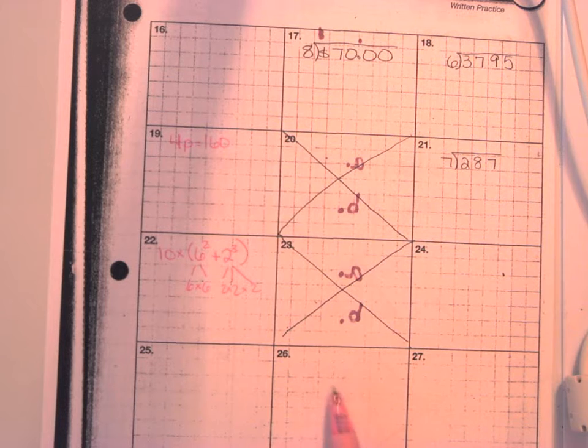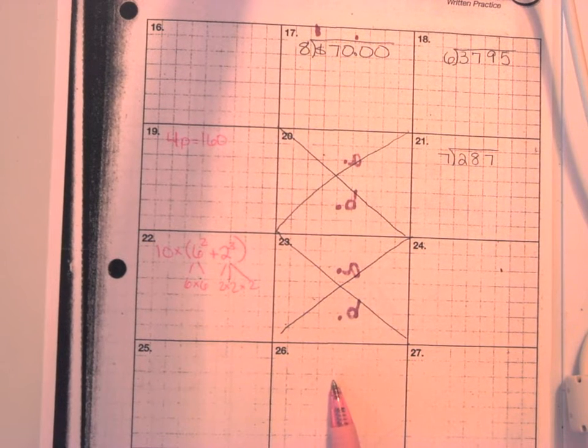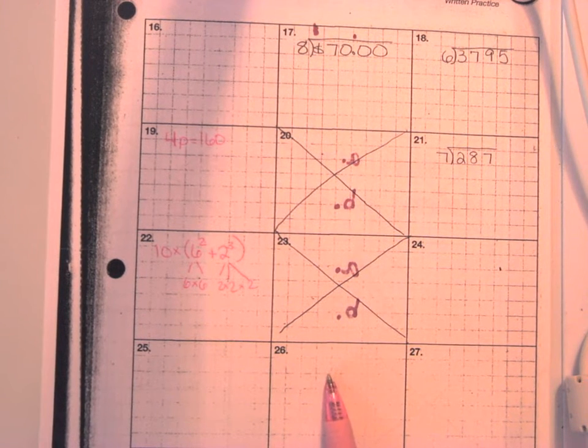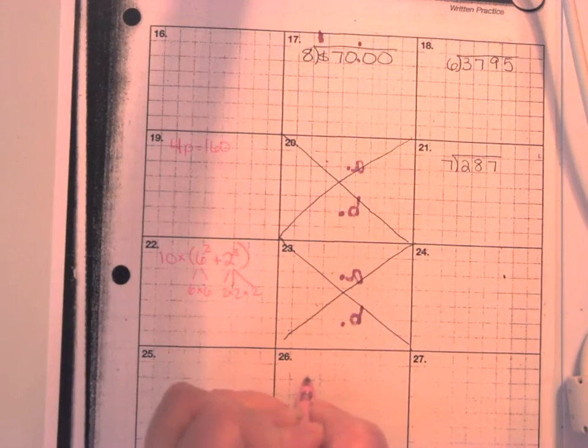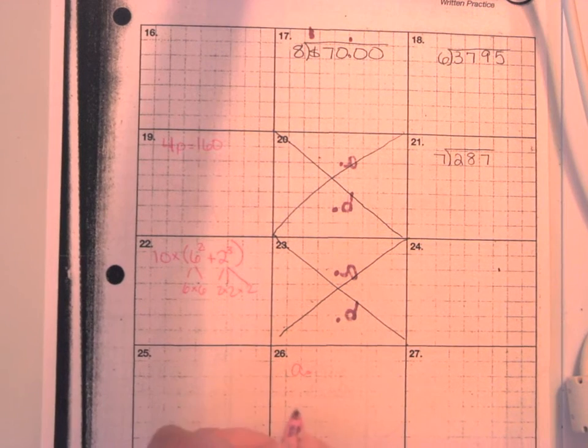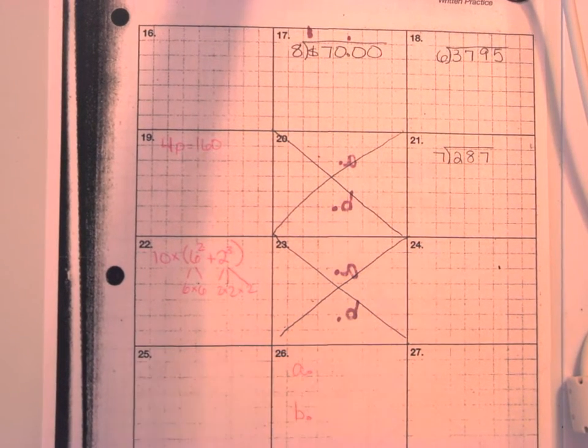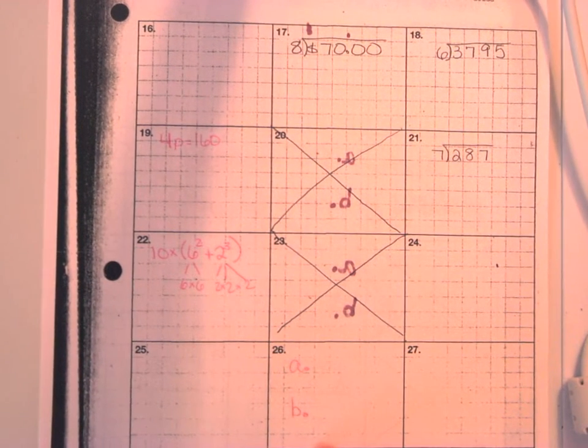Which one does not have a line of symmetry? Three of them do, one of them does not. Which letter is that? And then which of these letters has rotational symmetry? So there's two answers here, an A and a B. So make sure you do A and B for 26.